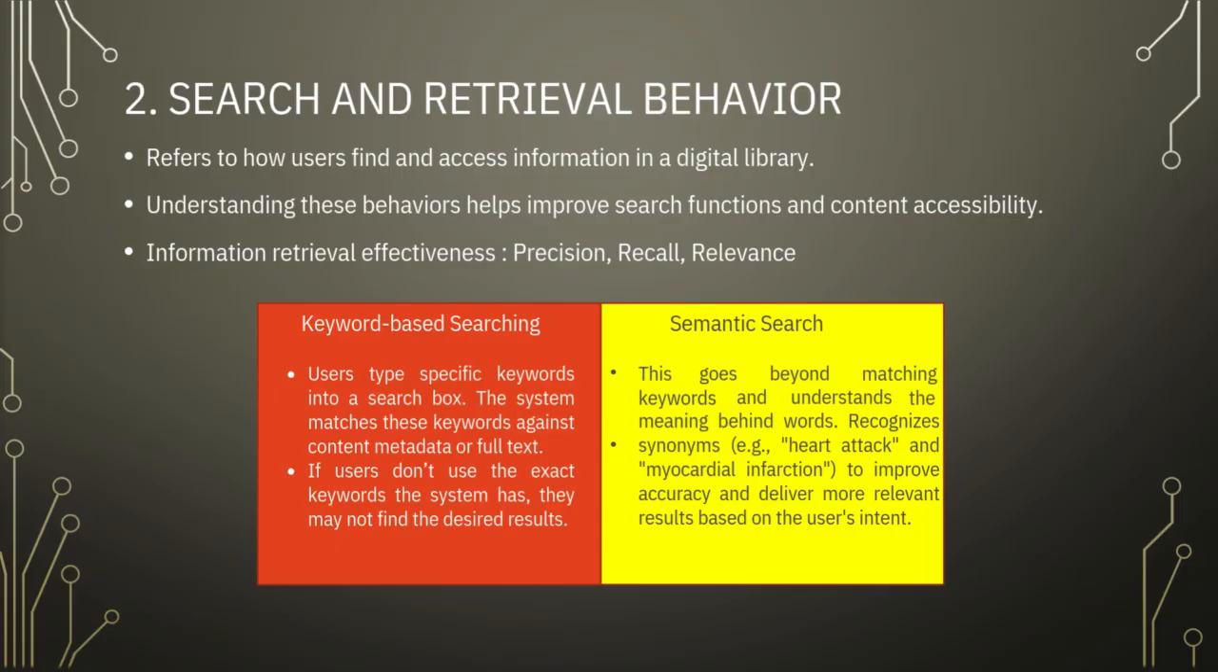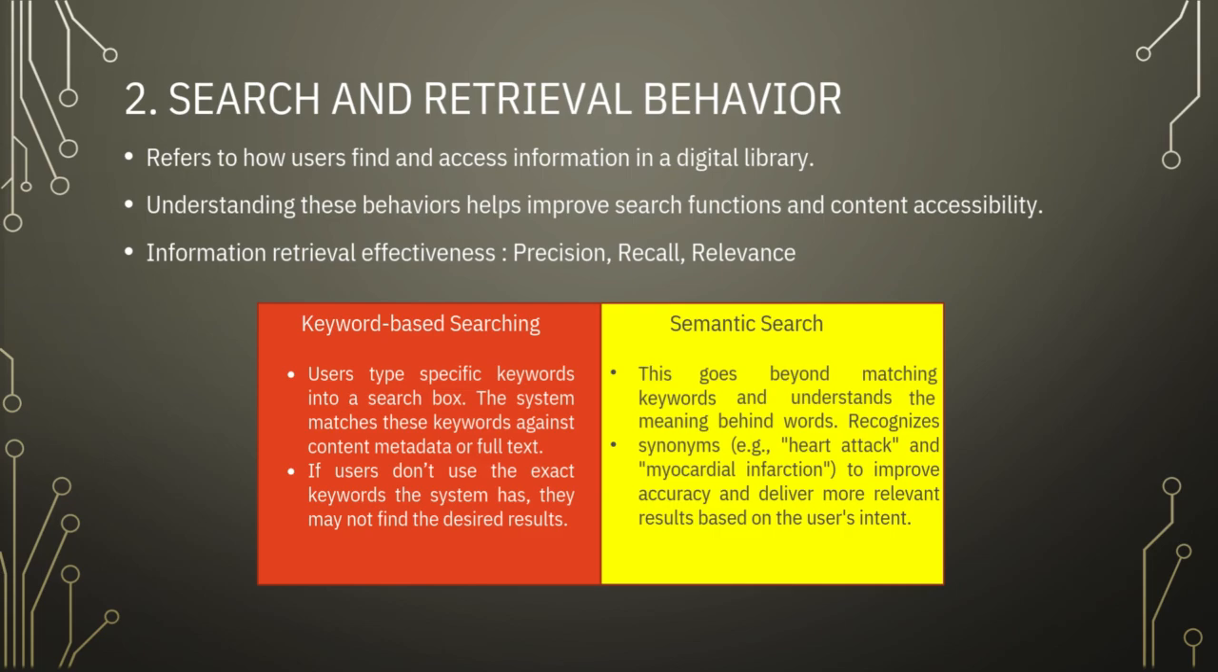To evaluate how effective a search system is, we often use three key concepts from information retrieval: precision, recall, and relevance. Precision refers to how many retrieved results are actually relevant. Recall refers to how many relevant items in the system are successfully retrieved. Relevance refers to how well the results match the user's information need. Let us now look at two common types of search behavior.